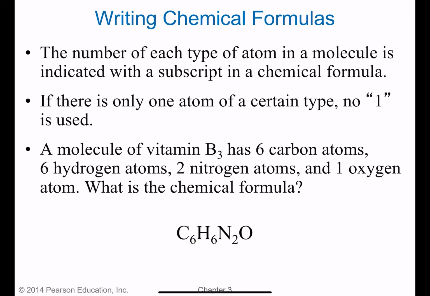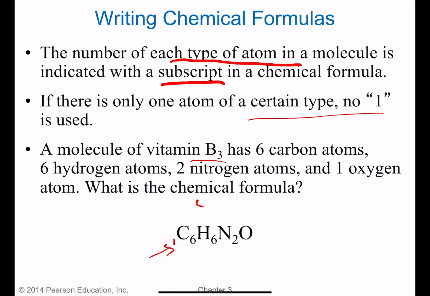So next thing, writing chemical formulas. I kind of just did this with the first example, but here's another one. The number of each type of atom in a molecule is indicated with a subscript. And if there's only 1, we don't type out the 1. So here's an example. They've got vitamin B6 right here.